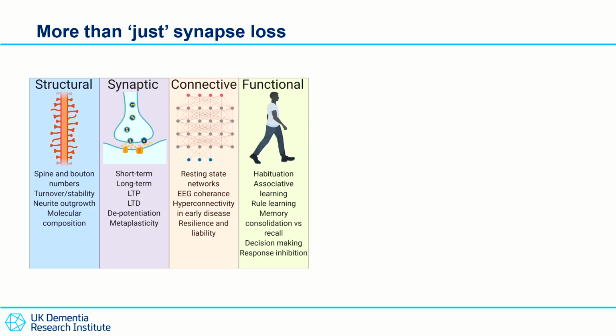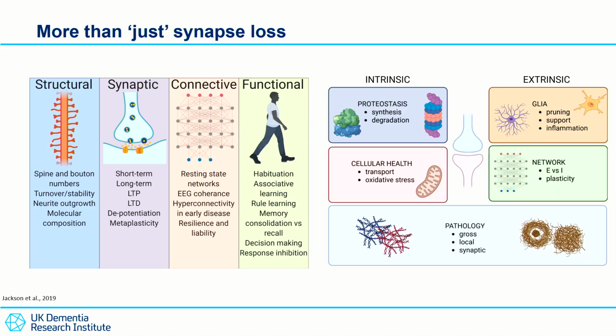We then move through to synaptic plasticity, which is how the synapses function, either at the single synapse level or in pathways in the brain, before moving on to the connective plasticity, and this is then the activity of the whole network, before we then look at the behavior of the individual. Now, all of these processes are affected in Alzheimer's disease and other types of dementia, and they are affected by a number of different mechanisms.